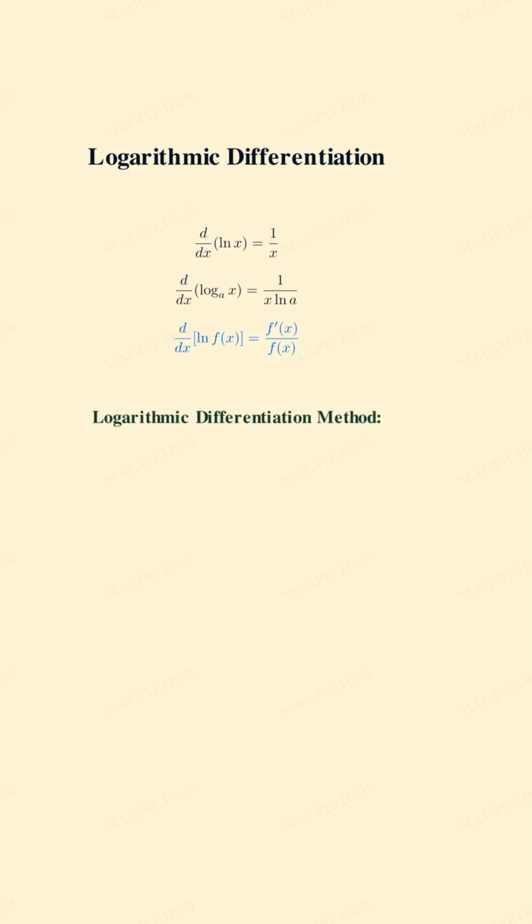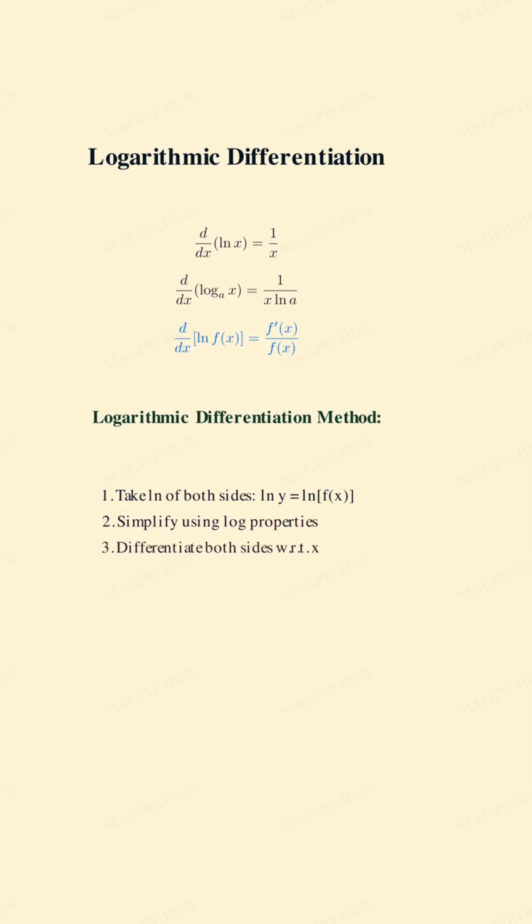Logarithmic differentiation. The derivative of natural log x is 1 over x, for log base a of x, it's 1 over x times ln a. The powerful chain rule version, derivative of ln of f of x equals f prime of x divided by f of x. The logarithmic differentiation method is used when the function is too complex for regular rules like x raised to the power x, or products and quotients of many terms.